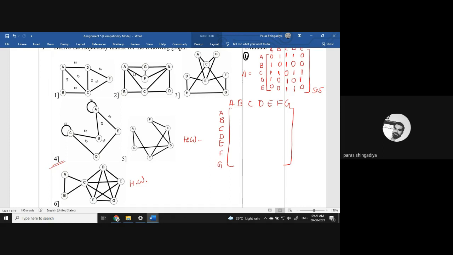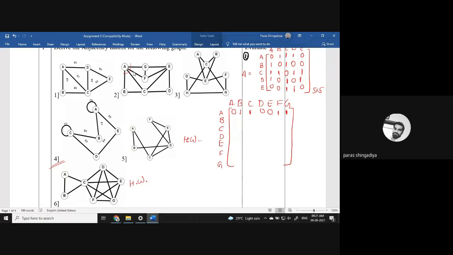Now just focus on A. A is connected to which vertices? It is connected with B, C, F, and G. Four edges are connected with A, meaning which 4 vertices? B, C, F, G. Replace the entries for B, C, F, and G with 1. The rest of the entries directly put 0. Clear? In this case, you will get a fast answer.